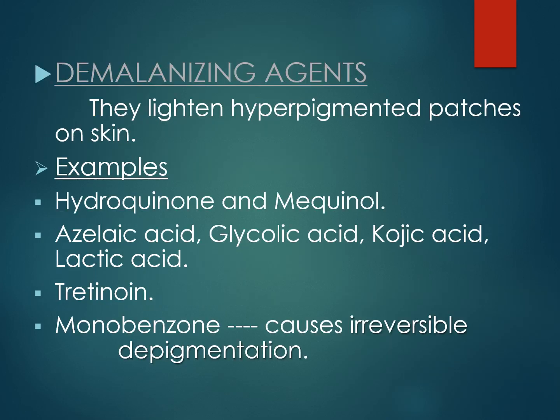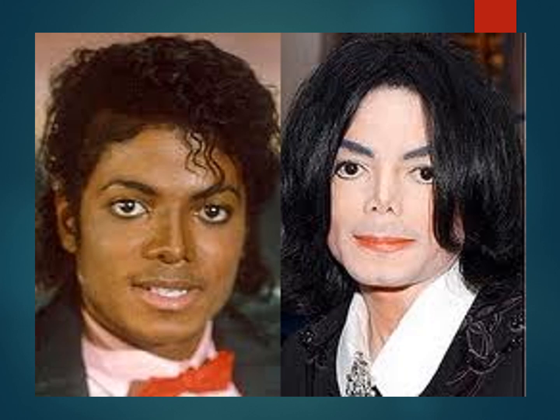And we have demelanizing agents, and as it's self-explanatory, these lighten the hyperpigmented patches on the skin, demelanizing, right? So the examples are hydroquinone and mequinol, azelaic, glycolic, kojic, and lactic acid. Then we have tretinoin and monobenzone, which causes irreversible depigmentation. And I hope you must be familiar with this classical example of a demelanizing agent. As you can see, the previous Michael Jackson and the latest version. So these are the therapies which are behind this transformation of Michael Jackson.